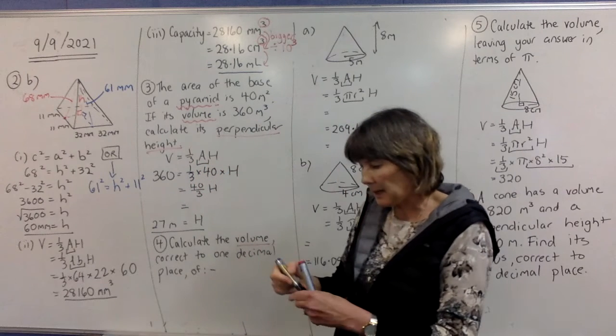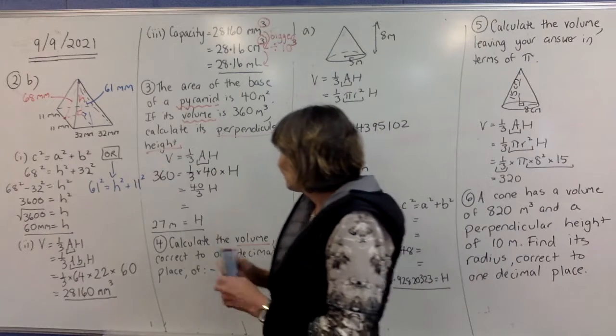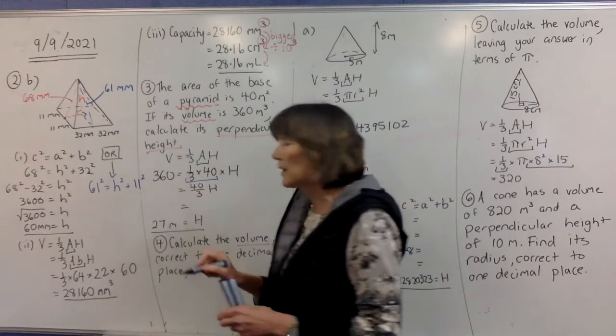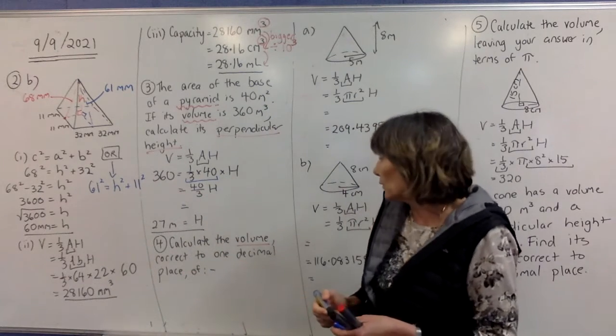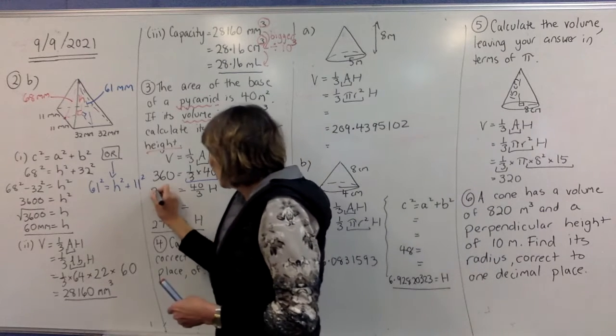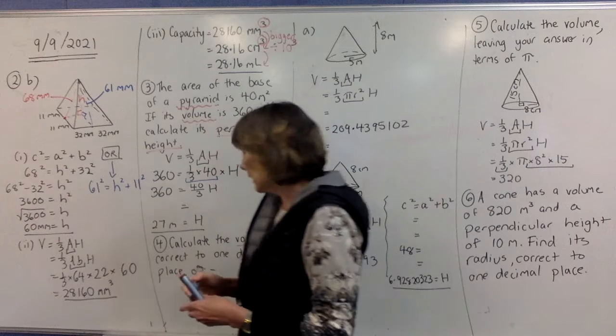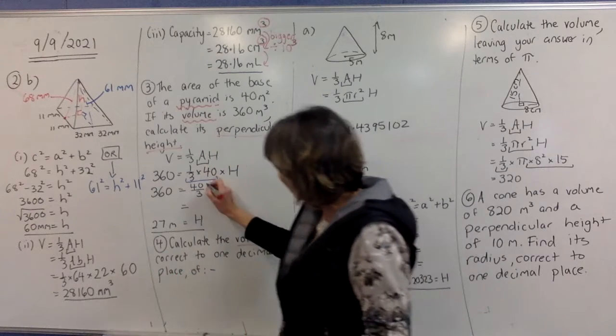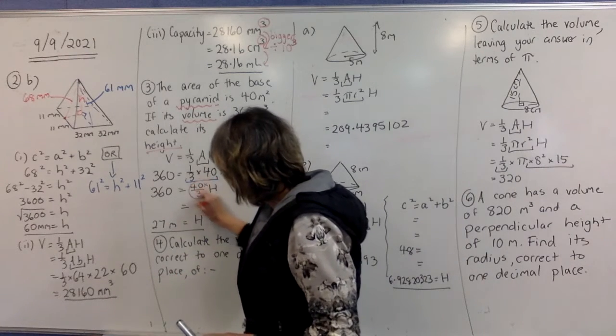Okay, now this bit here, 1/3 times 40. If you use your calculator, it just gives you 40/3. So I'll just leave it like that. And we'll keep our 360 here. So now we have to get rid of times 40/3.